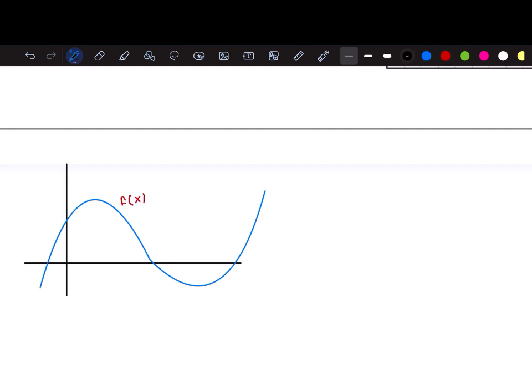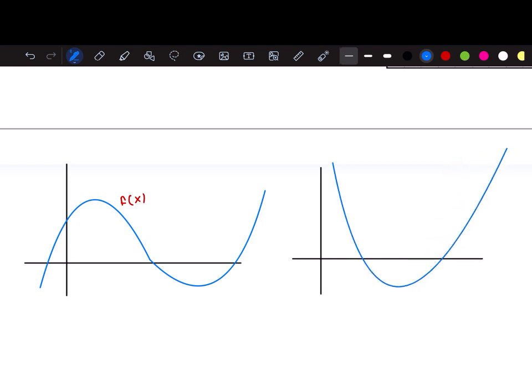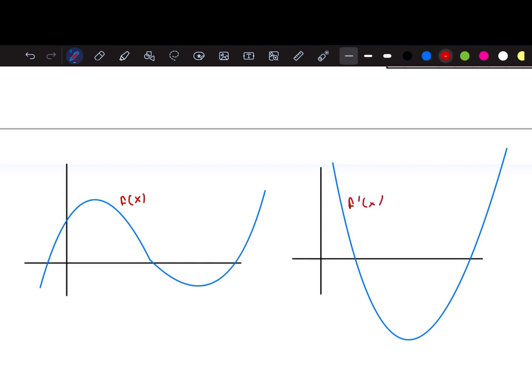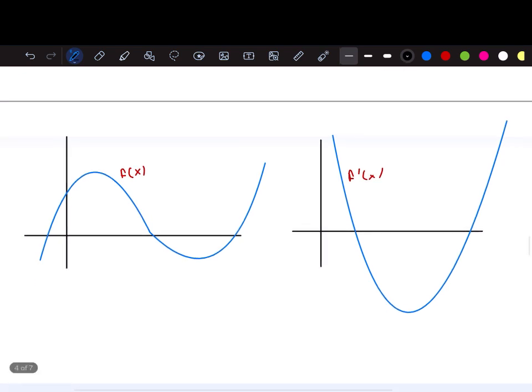If I find the derivative of f of x, what I'm going to get is, first of all, a positive quadratic, and it's going to look something like this. And this is equal to f prime of x. So when you go from a function to its derivative, if you look at the turning points of the cubic on the left hand side, we're going to have one turning point here, and we're going to have one turning point here.